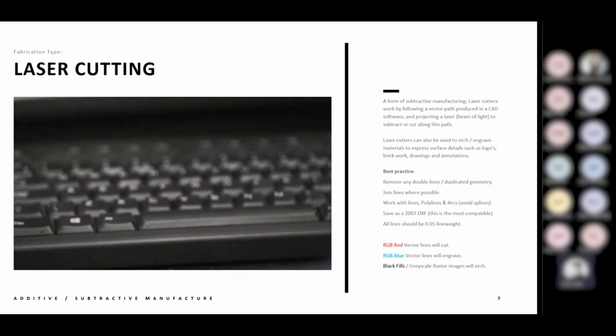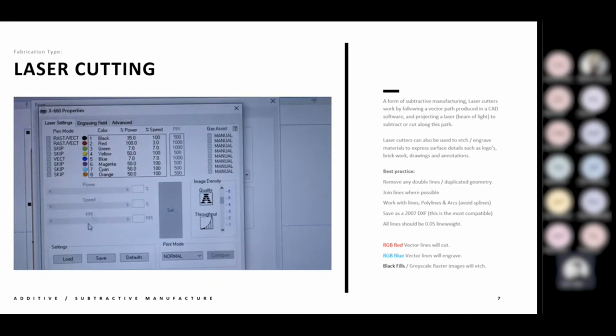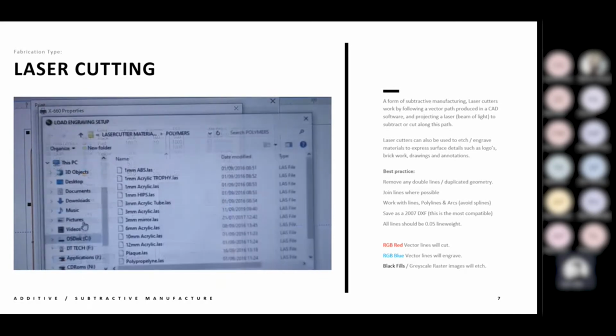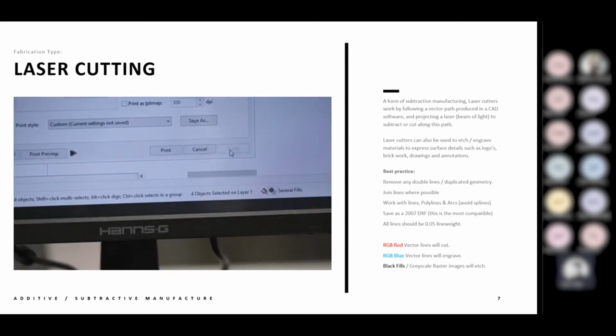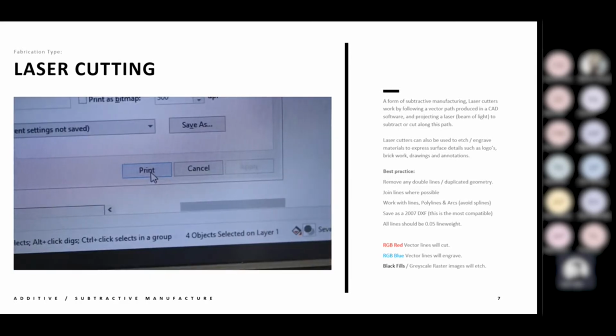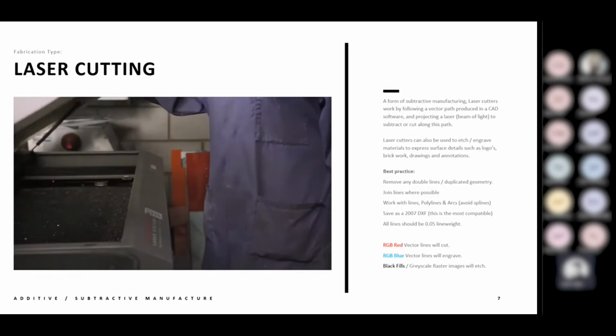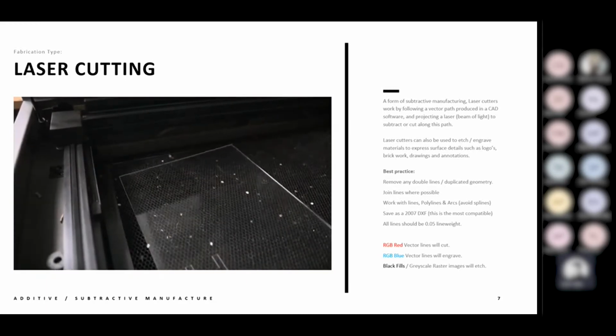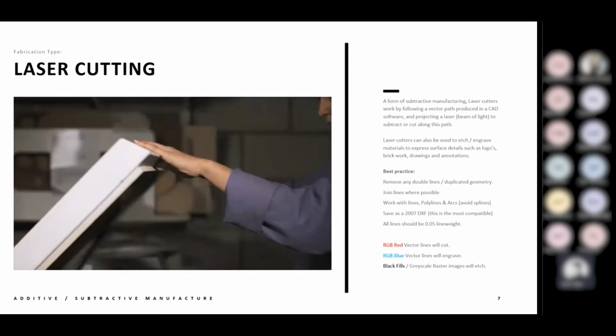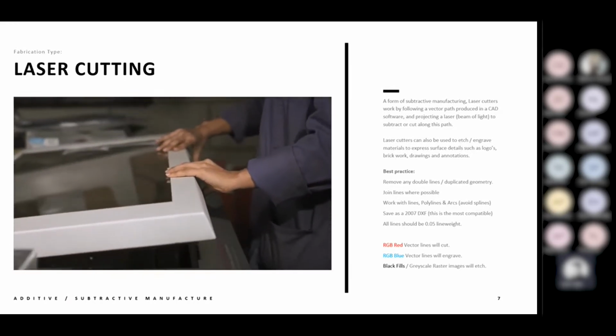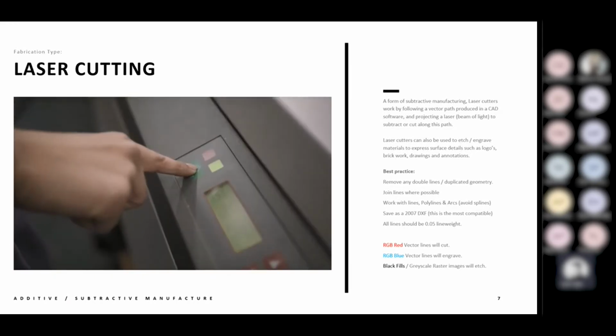I'd also recommend to work with lines, polylines and arcs in your software. Try and avoid splines where possible. In fact, that one's a good rule of thumb. Regardless of what method of digital fabrication you're using, splines are generally a big no-no. Most CNC machines don't like them, laser cutters don't like them, water jet cutters don't really like them. There are a few exceptions to the rule, but it's very, very rare.